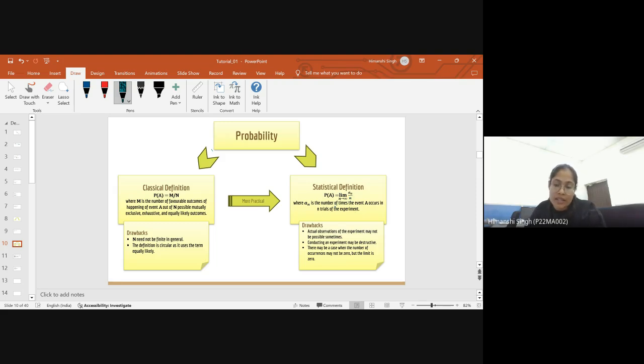This also has its own disadvantages, like actual observations of the experiment may not always be known. It is not possible all the time, and there are times when the experiment is destructive, so we cannot perform the experiment all the time. So this definition also has its own drawbacks. To overcome these things, a more general, axiomatic definition of probability was given.